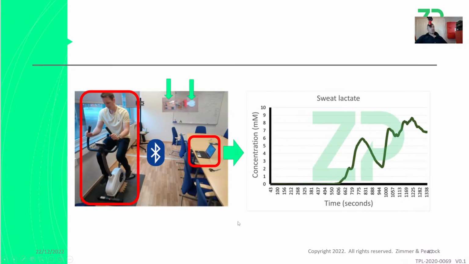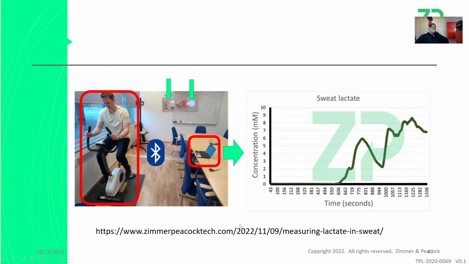But we have done analytes in sweat. Here's a link to a video where we've done lactate in sweat.